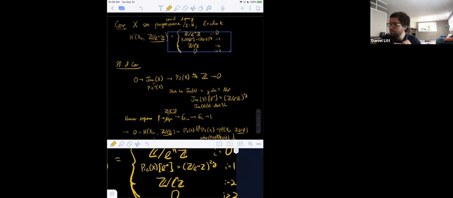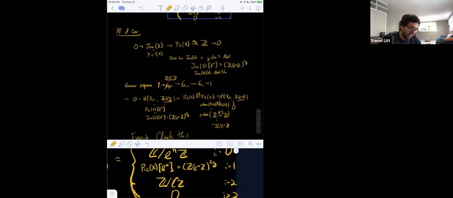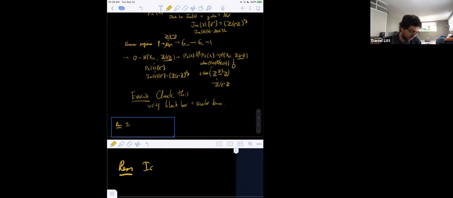Great. Okay, and again, I just want to remark that these isomorphisms, once we discuss Galois actions, are not going to be Galois equivariant.